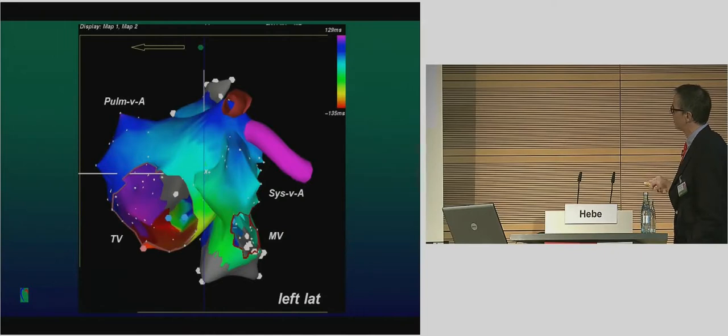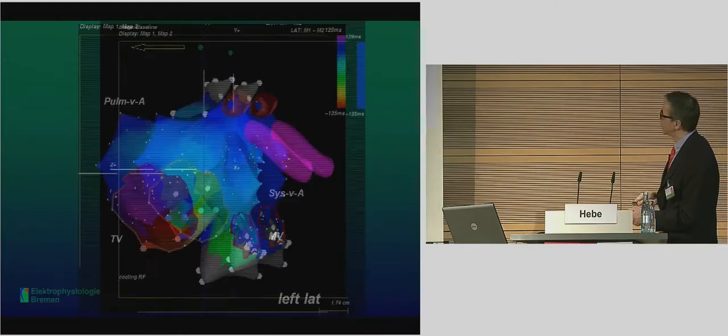This is the systemic venous atrium. You see here the tricuspid valve open, and you see here the mitral valve open. And the tachycardia, you will see it in a second, is taking its way around the tricuspid valve annulus, typically within the pulmonary venous atrium.